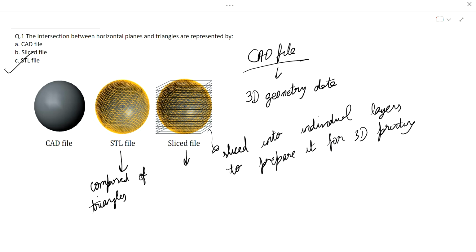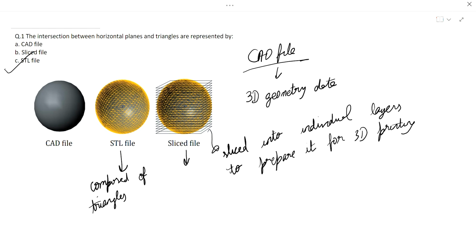Okay. So this was the main confusion people usually have, between STL file and sliced file. So STL file is the intersection between horizontal planes and triangles, and sliced file is only specific to 3D printing. That is, we have some external software where we slice the file before 3D printing and make it ready for 3D printing. So while we do the slicing, we separate into individual layers, the horizontal planes, to prepare it for 3D printing.